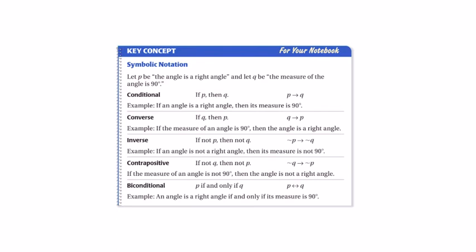And then biconditional, what biconditional has here is this if and only if. So it works both ways, and it means that it can only work if it does work both ways. So an angle is a right angle if and only if its measure is 90 degrees. And the way that they write if and only if is that arrow, alright, the double-sided arrow that goes both ways. So in order for this to be true, it has to be true forwards and backwards as well.